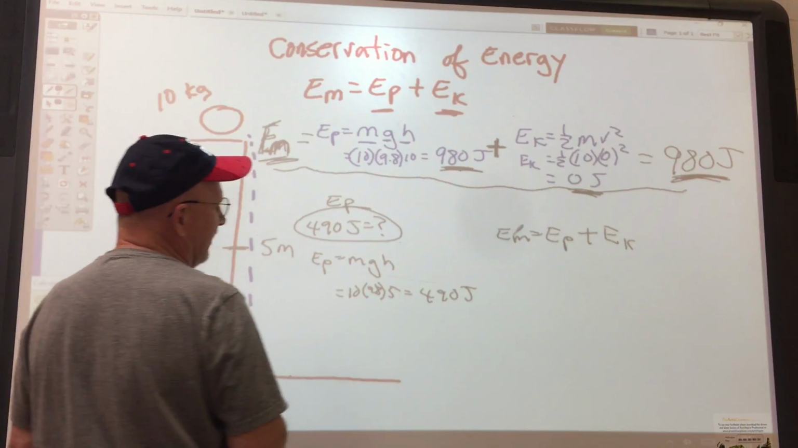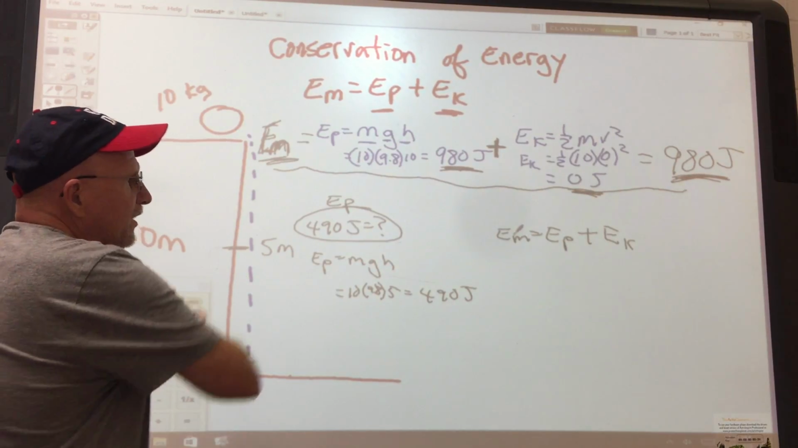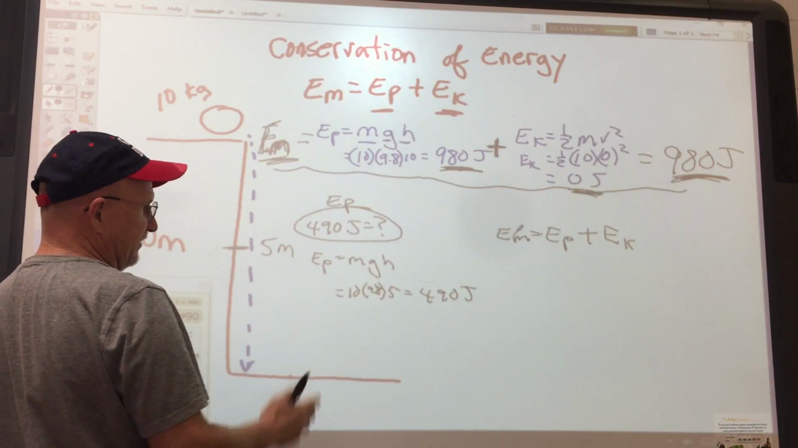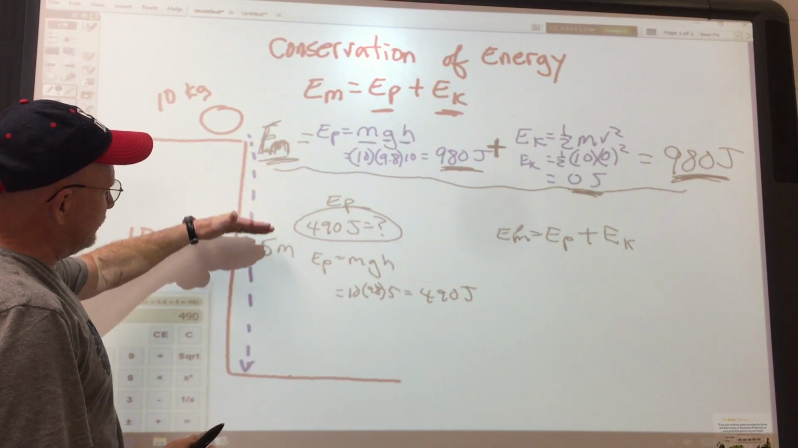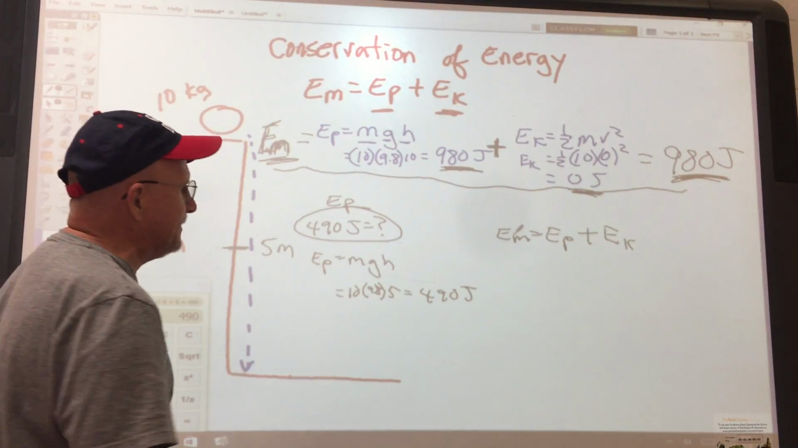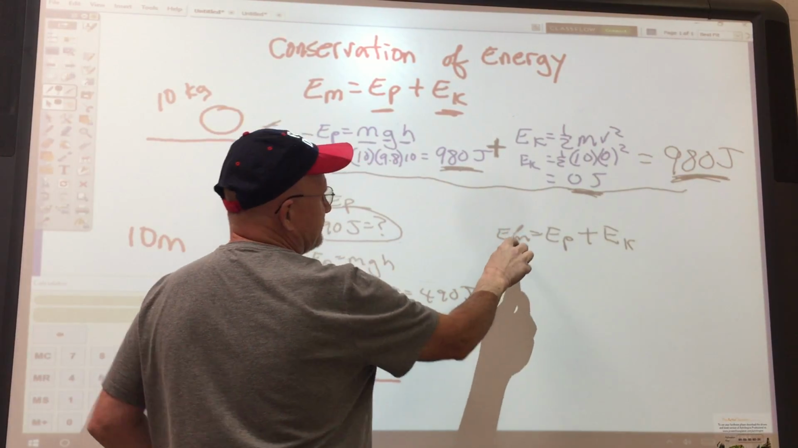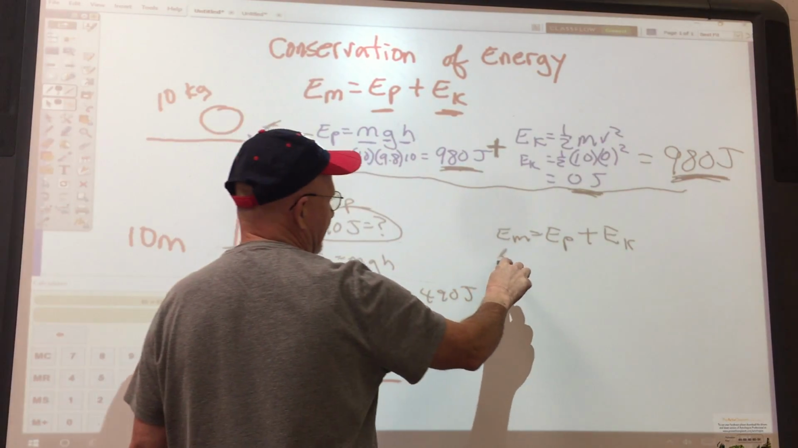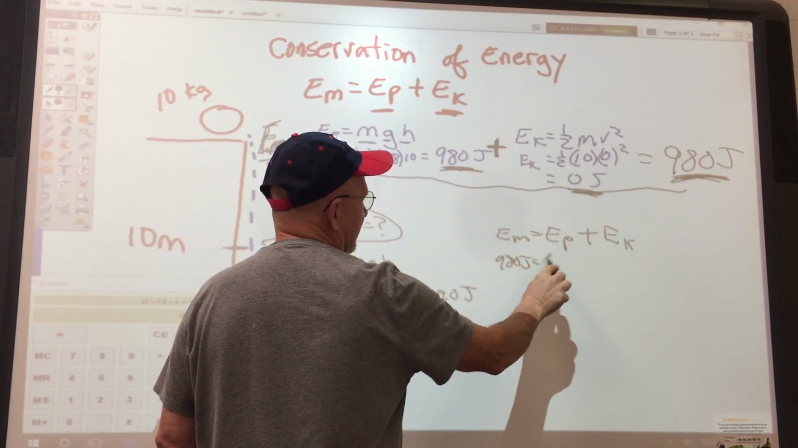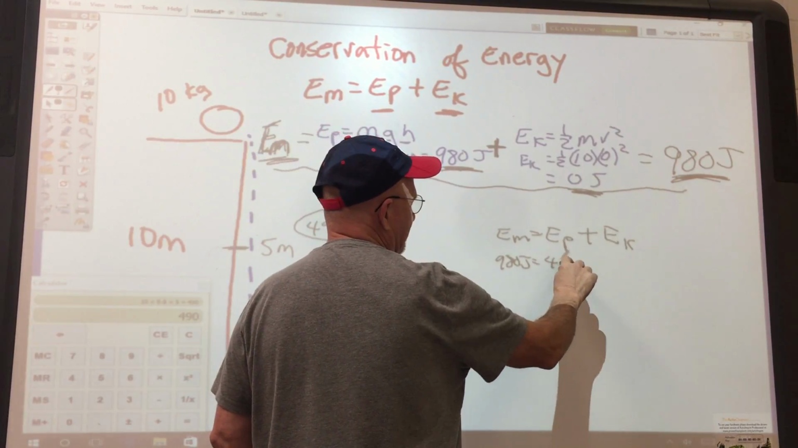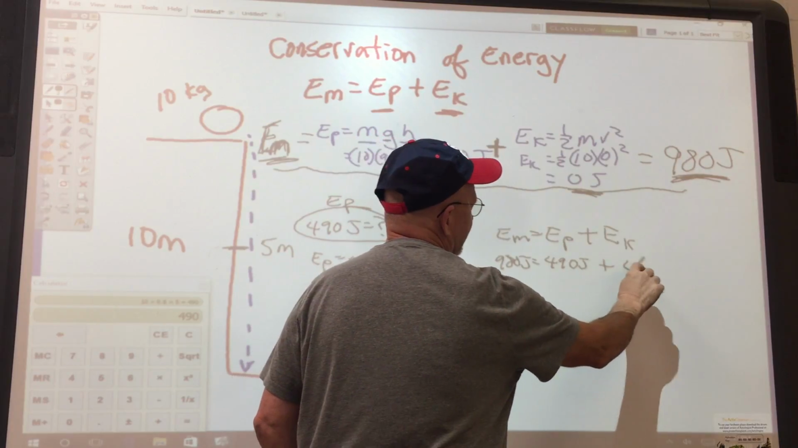And I can find out now the kinetic energy here. I can find out how much of my potential energy, as it was falling, turned into kinetic energy, moving energy. It's easy to see, because what is my total mechanical energy in this system? That's right, 980 joules. I know the potential energy at this point right here is 490. So with that, I can find EK.